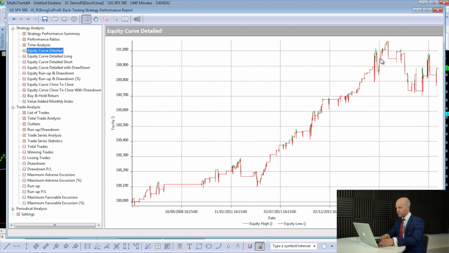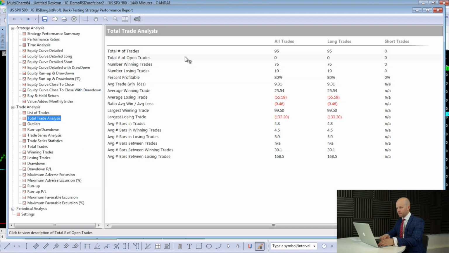The equity curve has suffered, especially lately. We've still got 95 trades and an 80% win rate. The average trade has decreased to 9.3 ticks, and the largest losing trade is actually smaller now, because that's obviously experienced a bit of slippage, but that's around about where the largest loss is going to be with our 110 tick stop loss in place.